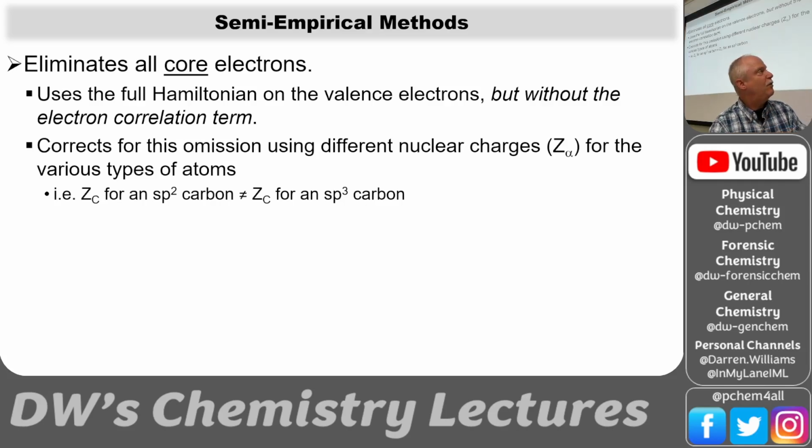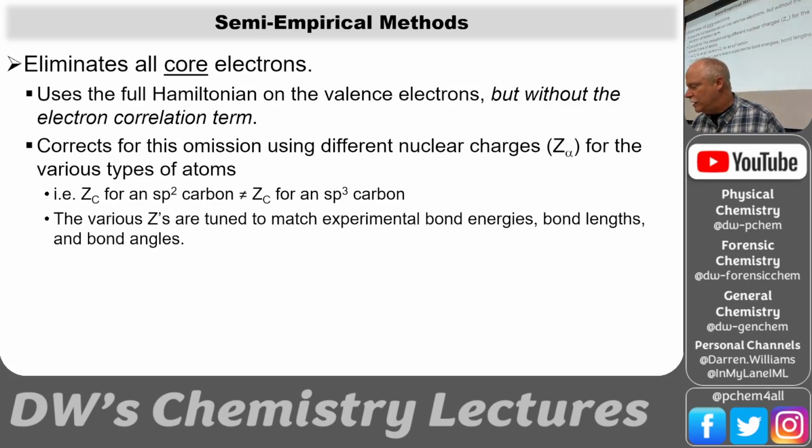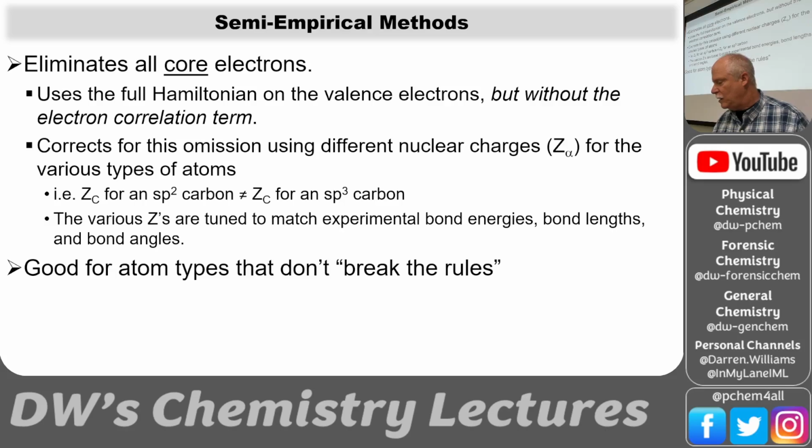Like it doesn't take away 10 of the proton charges in silicon. It might take away 9.8, or it might do really well at shielding and take away 10.1. Okay, so these effective core potentials are what it would use for modeling silicon. And it's good for atom types that don't break the rules.